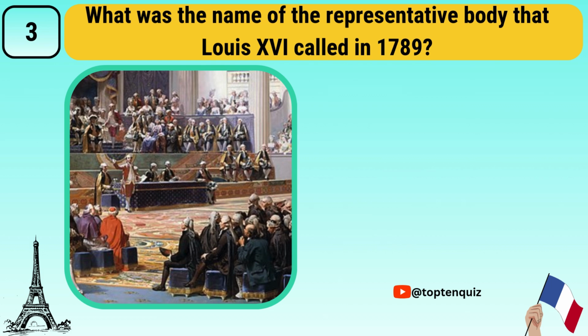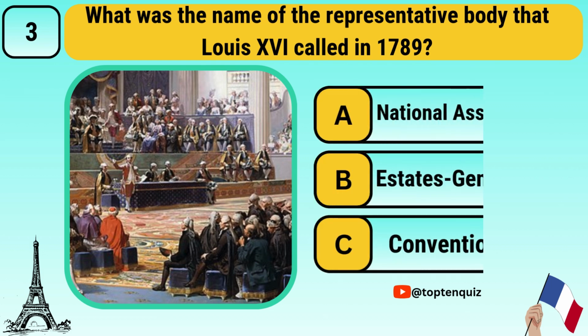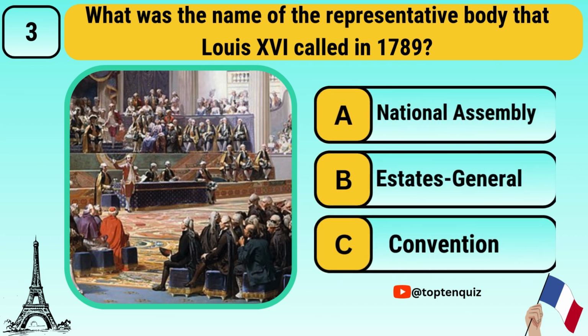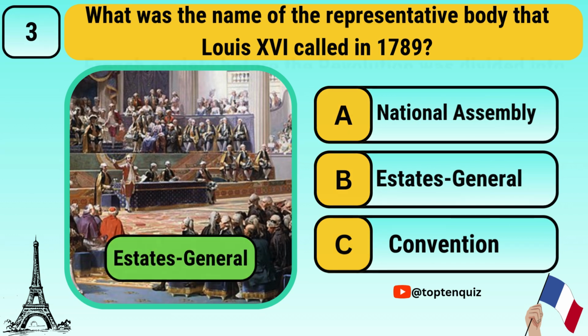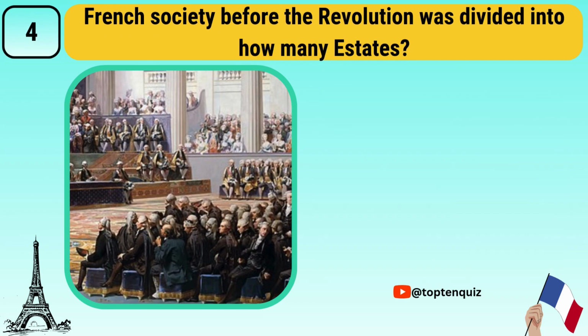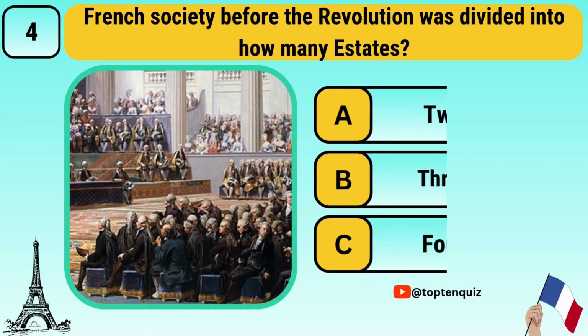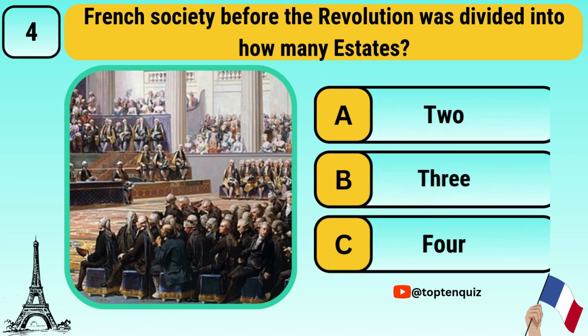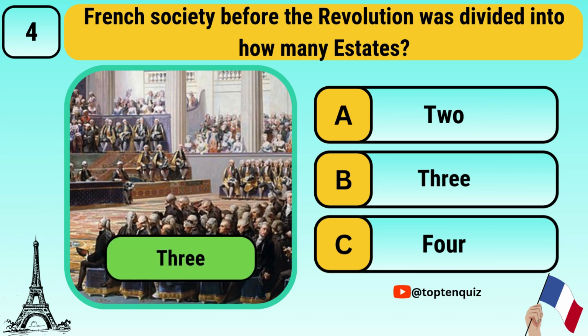What was the name of the representative body that Louis XVI called in 1789? Option A National Assembly, B States General, C Convention. The answer is States General. French society before the revolution was divided into how many estates? 2, 3, 4. Answer is 3.